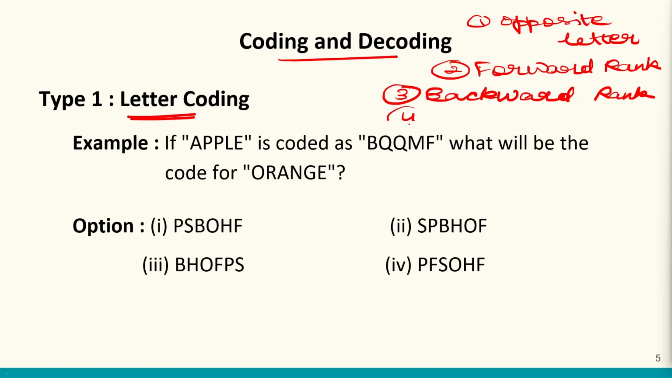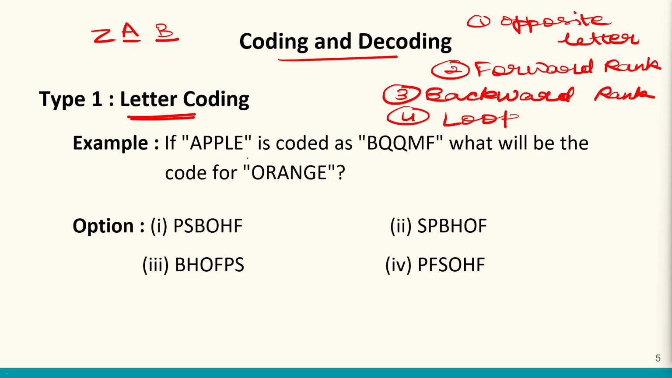Then the fourth was looping. Loop means that if I have to go two positions ahead from Z, I'll go back to A. I'll start again from A. This is called looping. So these are very important to understand coding and decoding.